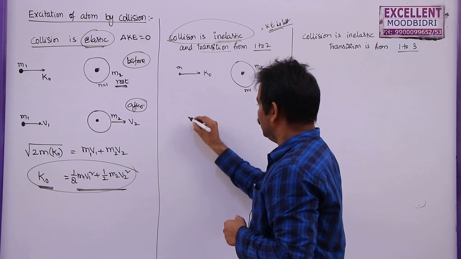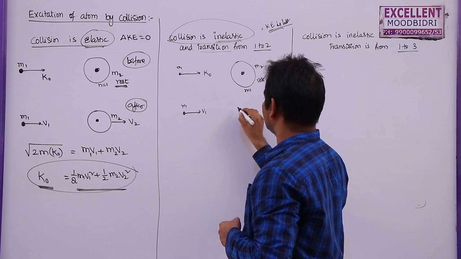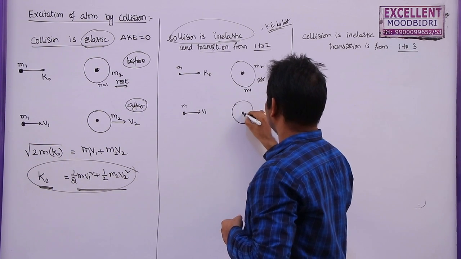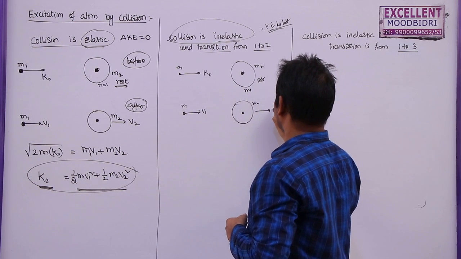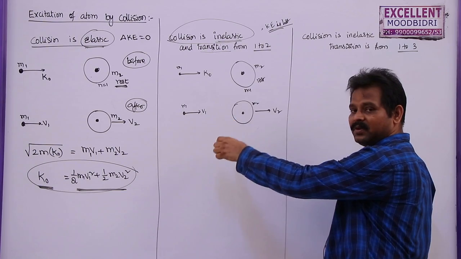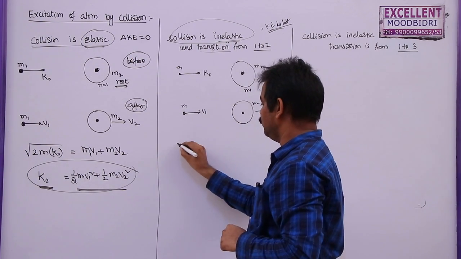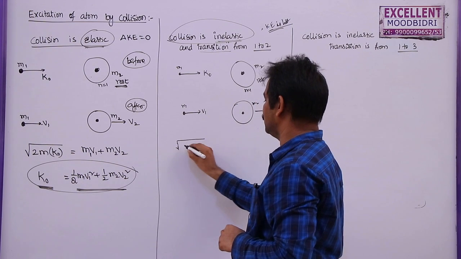Now, after collision, let us say this is m1 moving with the velocity v1. This is m2 moving with the velocity v2 here. First of all, let me apply the law of conservation of linear momentum. Whether it is elastic or inelastic, we can apply this law of conservation of linear momentum.